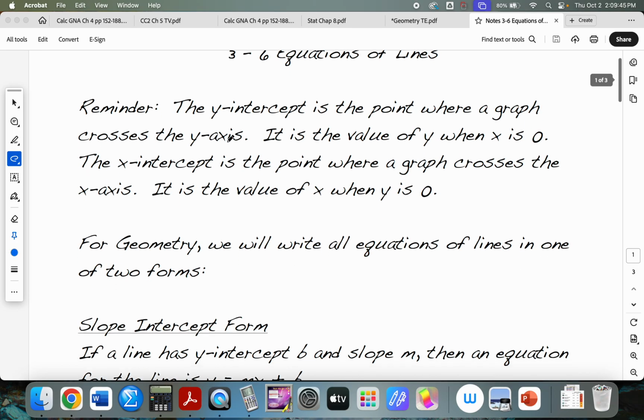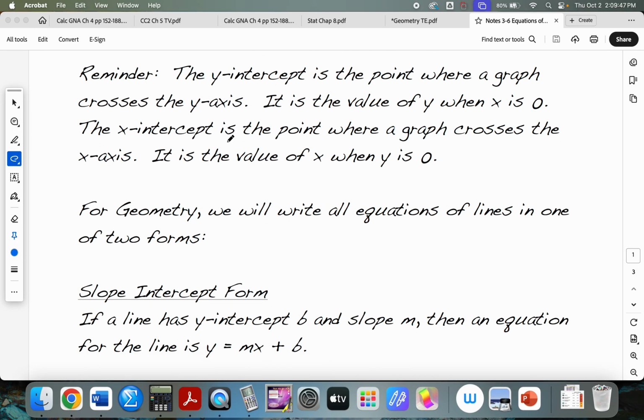The first reminder is this: the y-intercept is the point where a graph crosses the y-axis. It is the value of y when x is 0. That's the part that people tend to forget. They know that on a graph it's where it crosses the y-axis, but they forget that it's the value of y when x is 0.